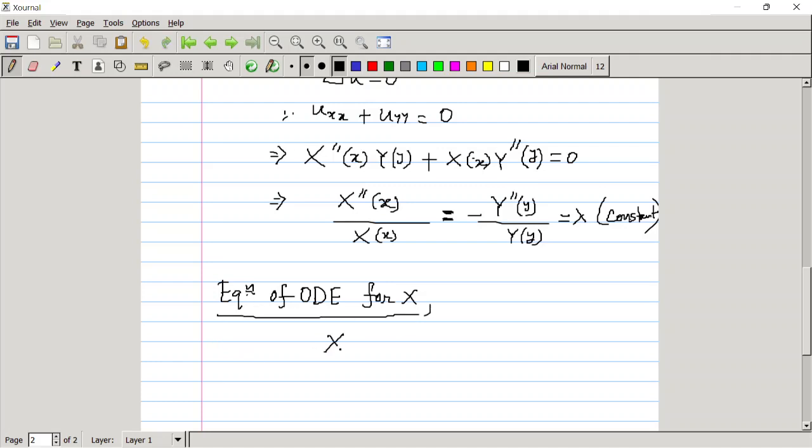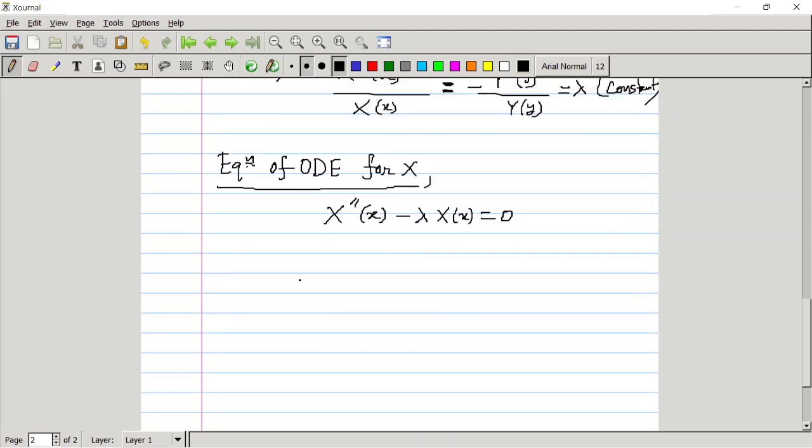It is X double prime minus lambda X equal to 0, right? It is the equation for capital X. I just took the first part, first ratio equal to lambda. Okay, this is the equation. Now I will show you the question.